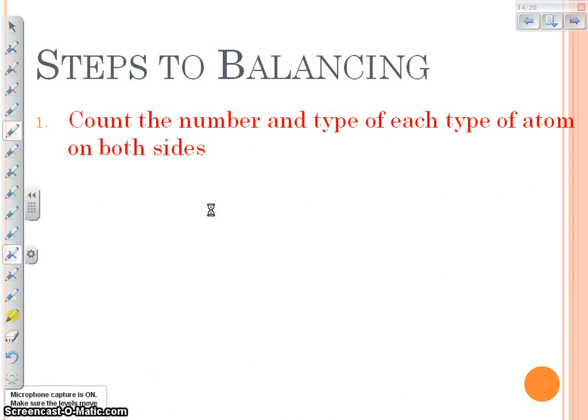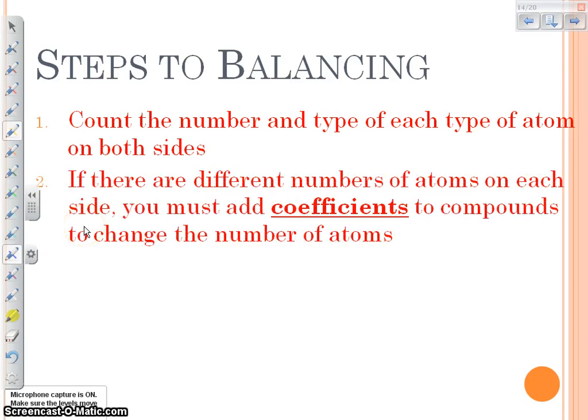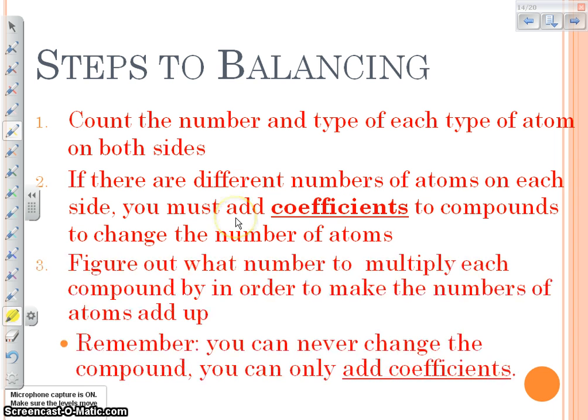Okay, so in terms of going through and trying to work our way through this easily, basically count the number and type of each atom on both sides. If there are different numbers of atoms on each side, you must add a coefficient, and we'll continue to talk about that, to change the number of atoms. And then figure out the number by multiplying each compound in order to make the compounds add up. Basically, you want to go through and try to figure out what's the lowest common denominator that is going to make the number of atoms on the reactant side and the number of atoms on the product side equal out.